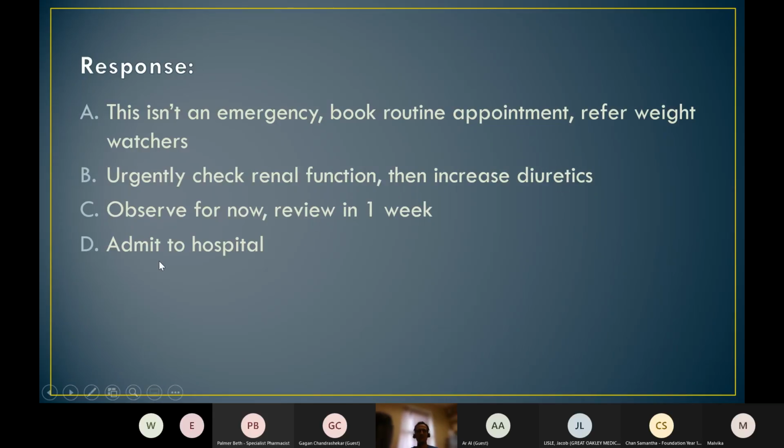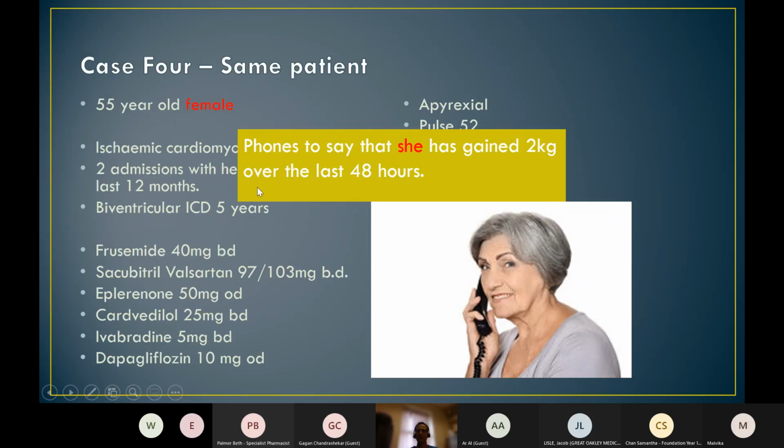Somebody's chosen D, admit to hospital. Another person is erring towards B if she's otherwise fairly well. So the point here that I want to make is that if a patient with bad heart failure and multiple admissions is gaining weight rapidly, and people get a feel for what their weight is, and obviously it oscillates a bit day by day, but if somebody suddenly gains 2 kilos, that should really trigger you to think this lady could be about to have an exacerbation of her heart failure.